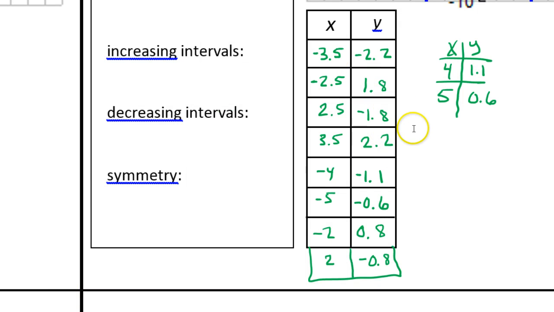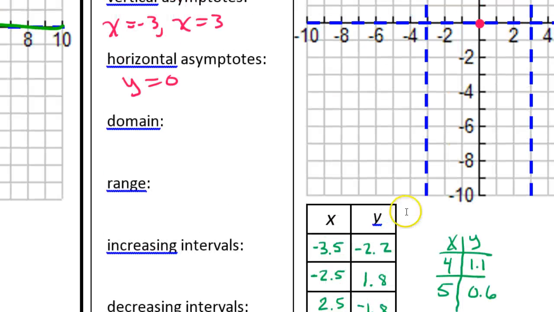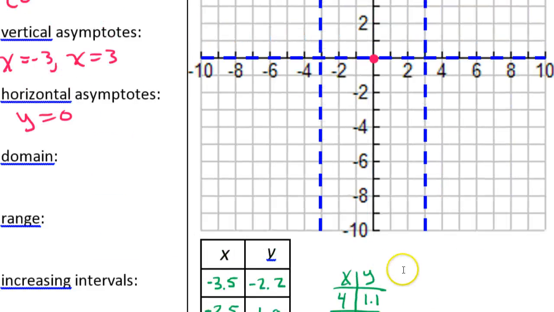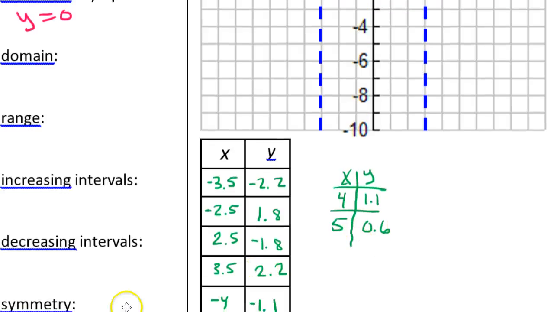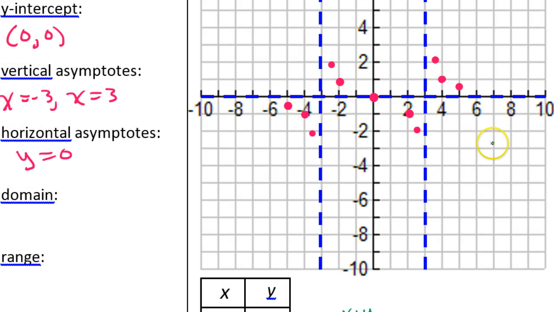So now I have all these values. I'm going to take these values and I'm going to plot them on this graph, obviously. Alright, and here's what it looks like with those points plotted. Now, the position of these points show me pretty clearly that there's a branch going in here. Alright, should look like this.